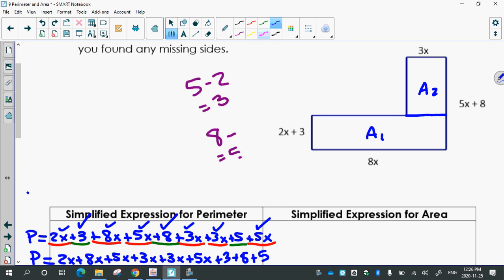Okay? Once you've divided them up, you're going to find area 1 and area 2 using length times width. And then let's try out that vertical way of adding the two areas together. What way is it?